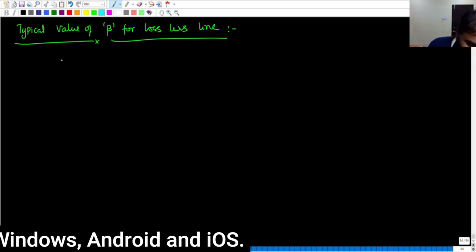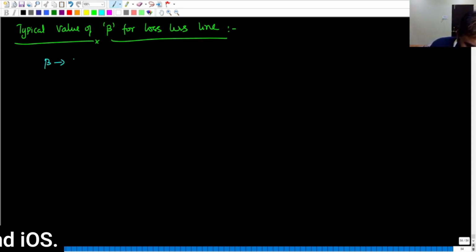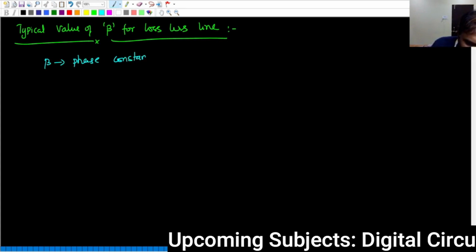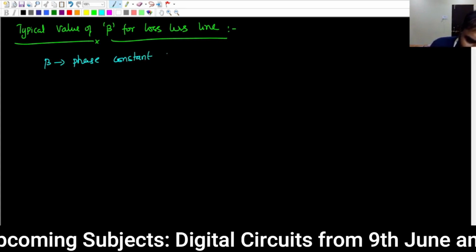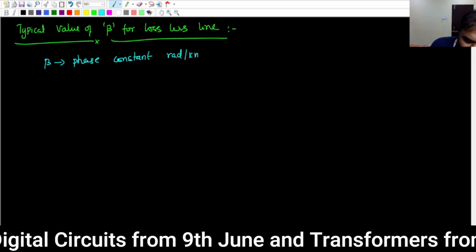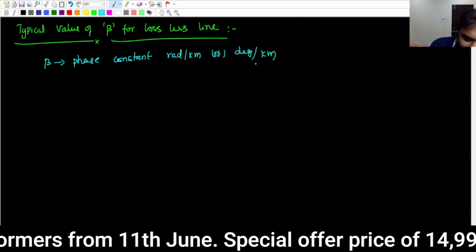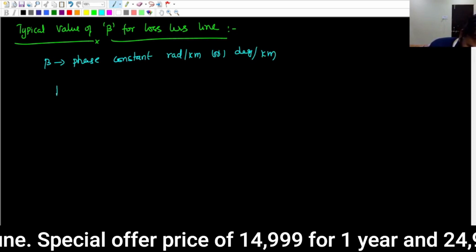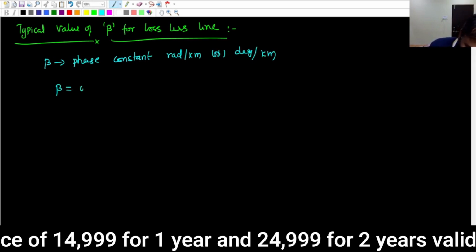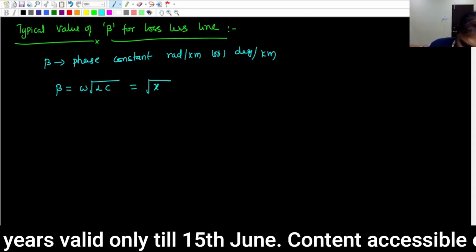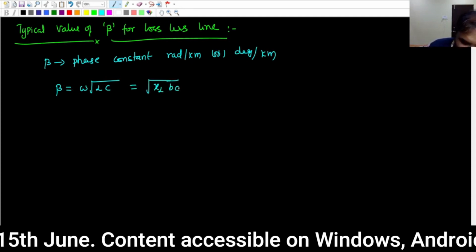Okay, chalo. What is beta called? First of all, beta is the phase constant. Generally, it is expressed in either radian per kilometer or degree per kilometer. But what is the formula for beta? We can write omega into root over small l into small c. Otherwise, root over small xl into small bc. Don't forget this.